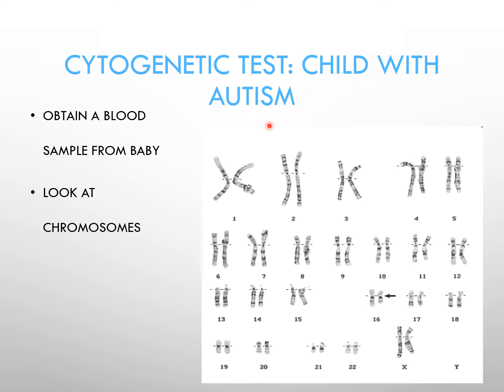Here is a cytogenetic test for a child with autism. Here also we obtain a blood sample from the baby, and you can look at the chromosomes. Here you can see the number: many are missing, and the sizes are different. Everything is different from a normal chromosome of a child.